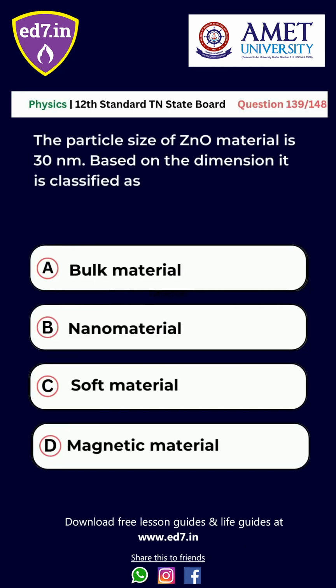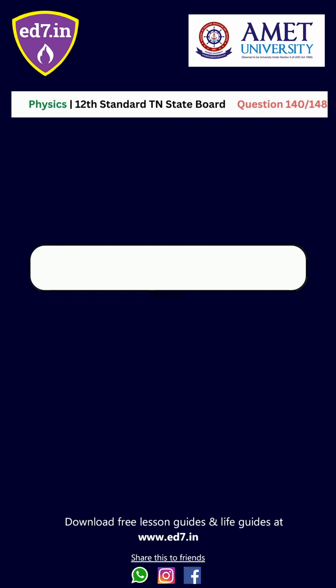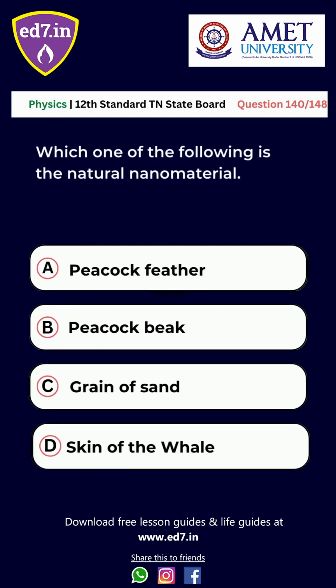Question number 139. The particle size of ZnO material is 30 nm. Based on the dimension, it is classified as option A, bulk material, B, nanomaterial, C, soft material, D, magnetic material. The right answer is option B, nanomaterial. Question number 140. Which one of the following is natural nanomaterial? Option A, peacock feather, B, peacock beak, C, grain of sand, D, skin of whale. Right answer is option A, peacock feather.